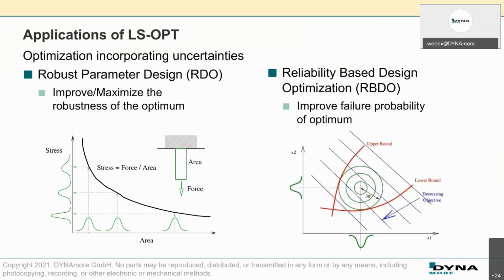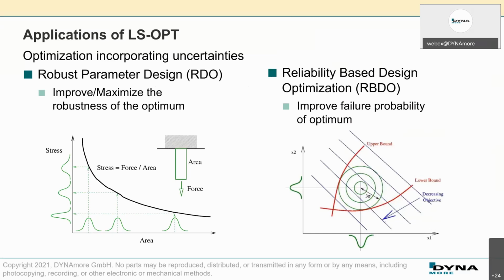It is also possible to incorporate uncertainties into optimization. So we have robust parameter design. The idea of robust parameter design is to improve or maximize the robustness of the optimal value. So in this case, I do not minimize the value of the optimum itself, but the objective function is to minimize the standard deviation of a certain response or of certain responses.